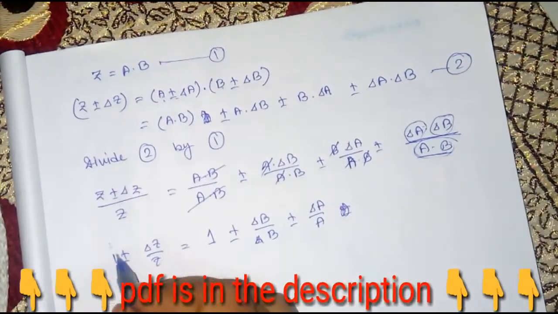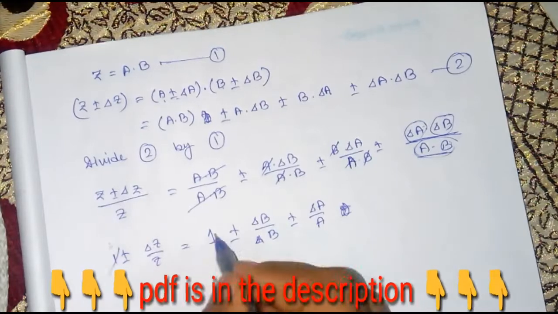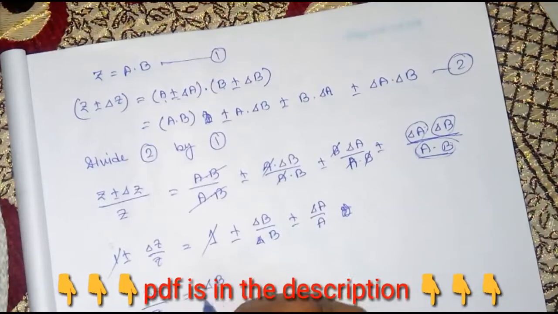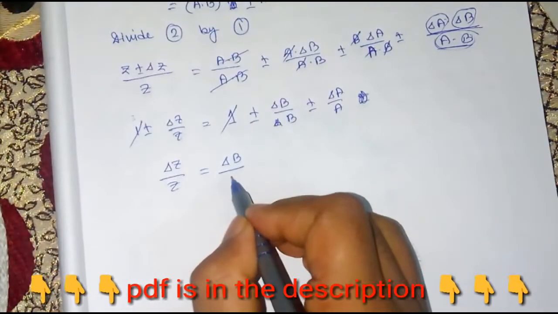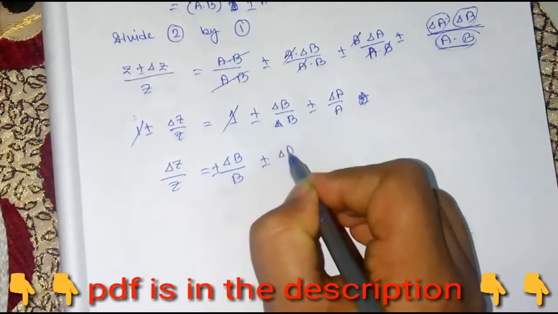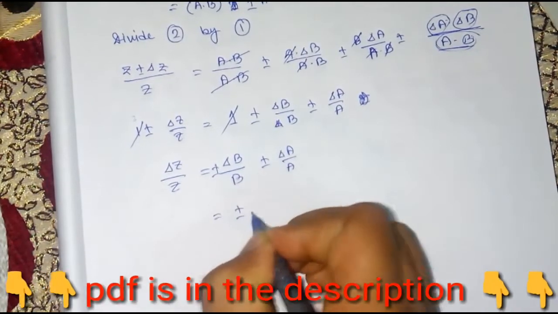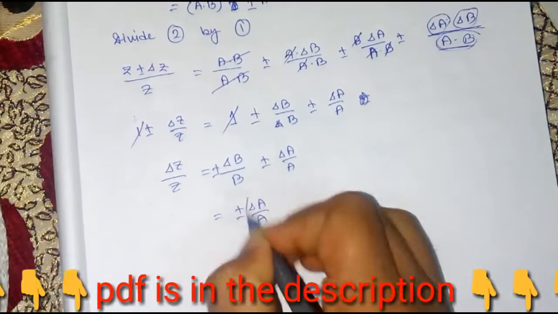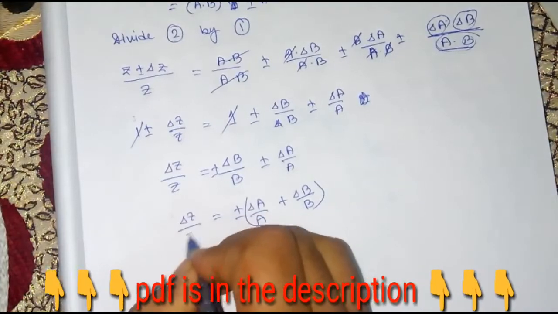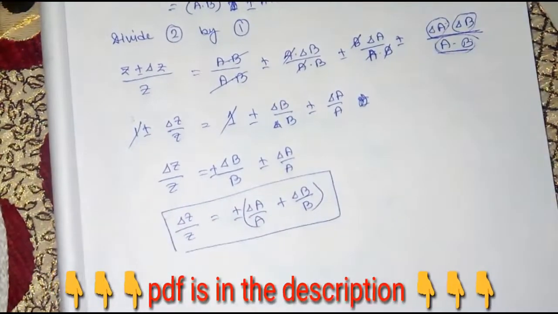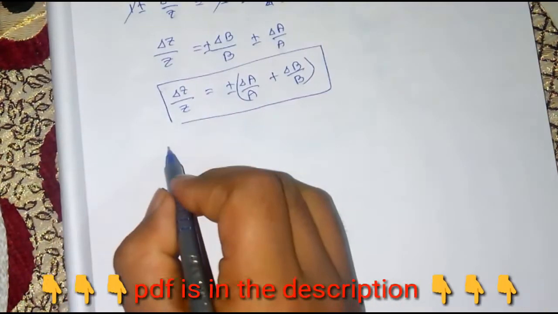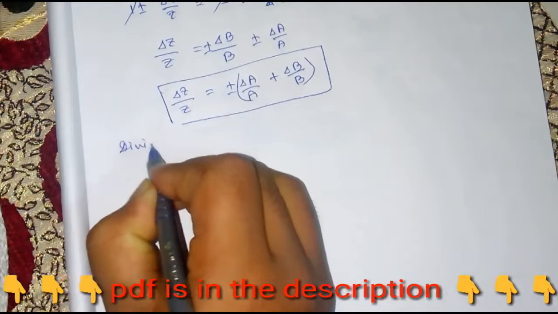So if we cancel out the 1 and 1, the value of delta z by z gives us delta b by b plus minus, and plus minus delta a by a. So you can write it as plus minus delta a by a plus delta b by b. So this is the formula for the multiplication. Let's see what the formula is for division. So division, okay.